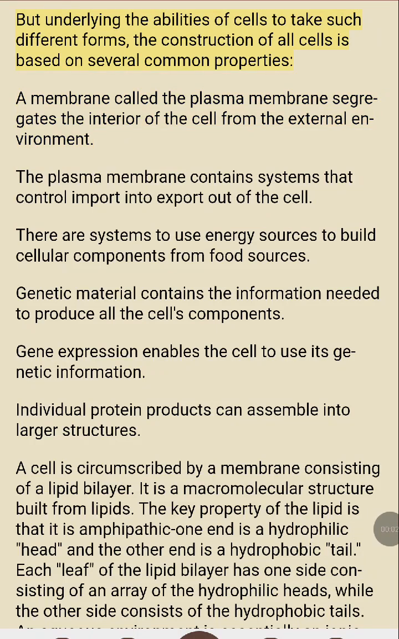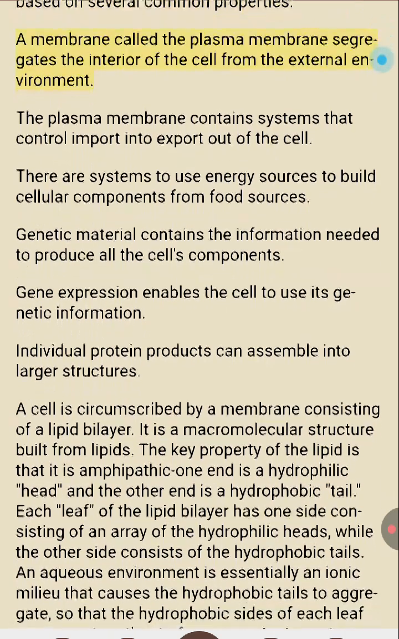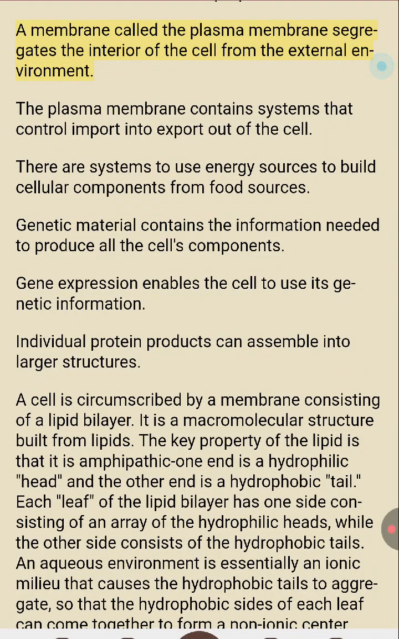But underlying the abilities of cells to take such different forms, the construction of all cells is based on several common properties. A membrane called the plasma membrane segregates the interior of the cell from the external environment. The plasma membrane contains systems that control import into and export out of the cell.